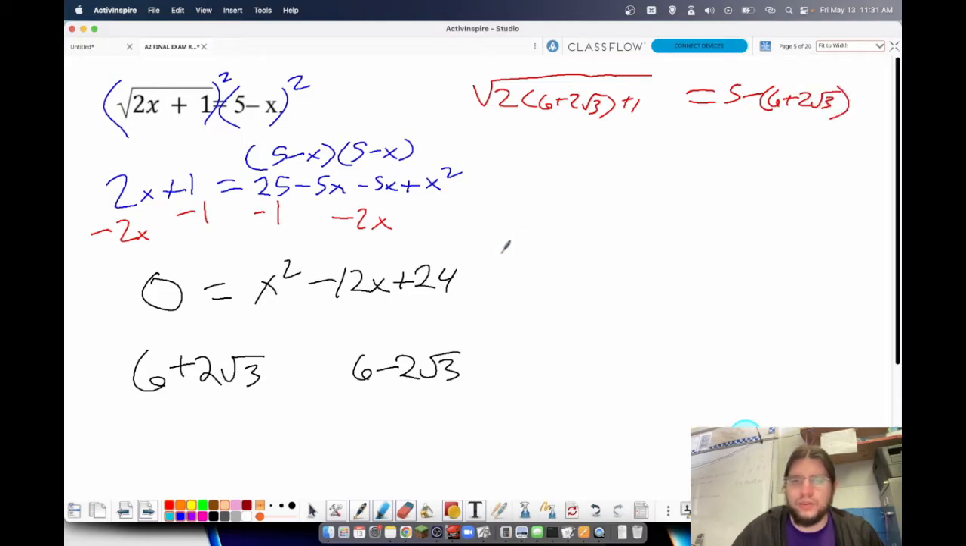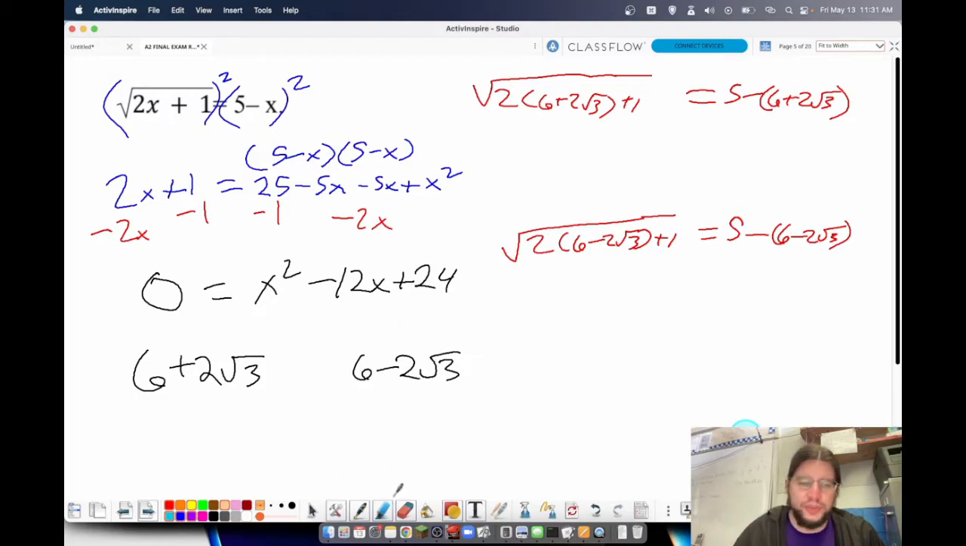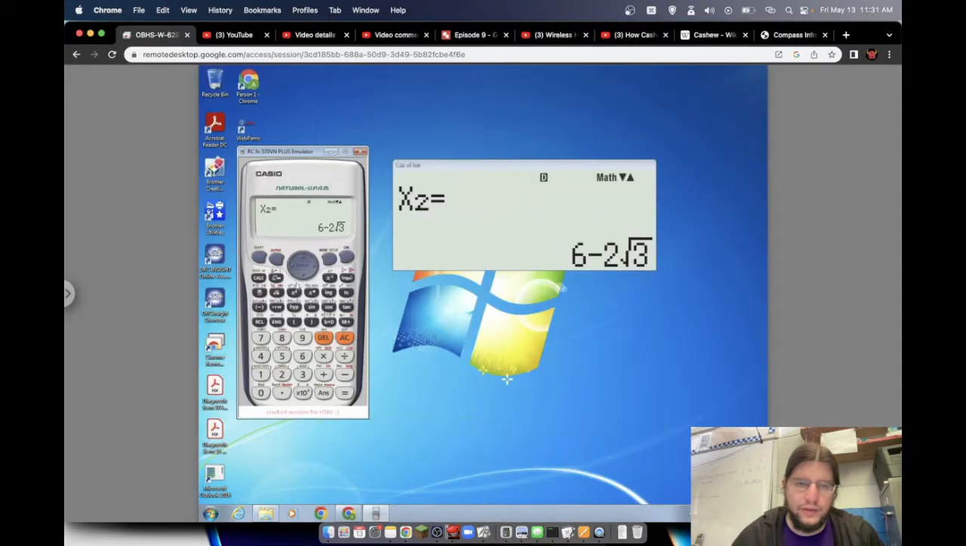And then on the other one, we're going to do square root of 2 times 6 minus 2 square roots of 3 plus 1. And we're going to test and see if that's equal to 5 minus 6 minus 2 square roots of 3. So what I'm going to do is find the left side of the equation on both of these first, because we'll just make our lives a lot easier if we do that in the calculator. Okay, let me change my color and go over here. So go back to mode 1.